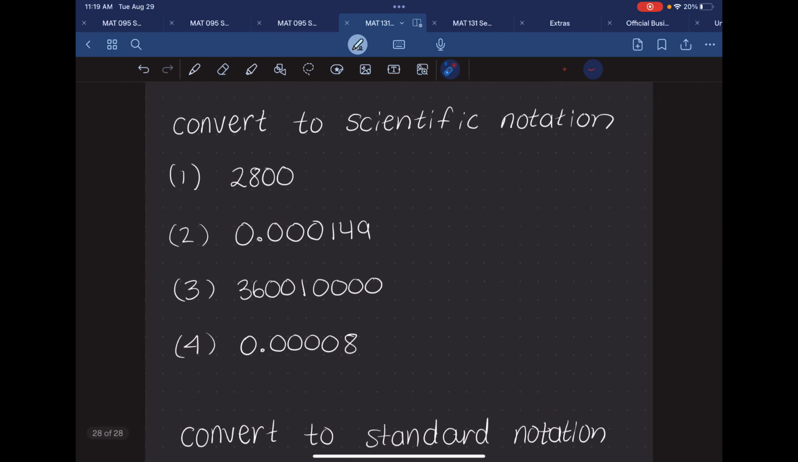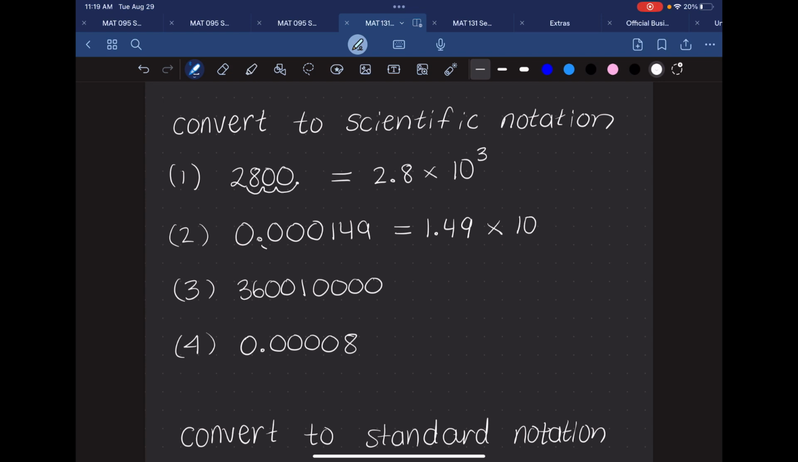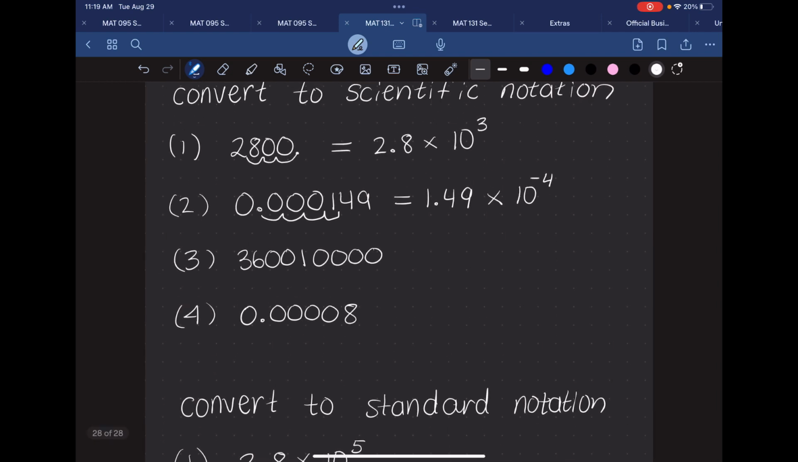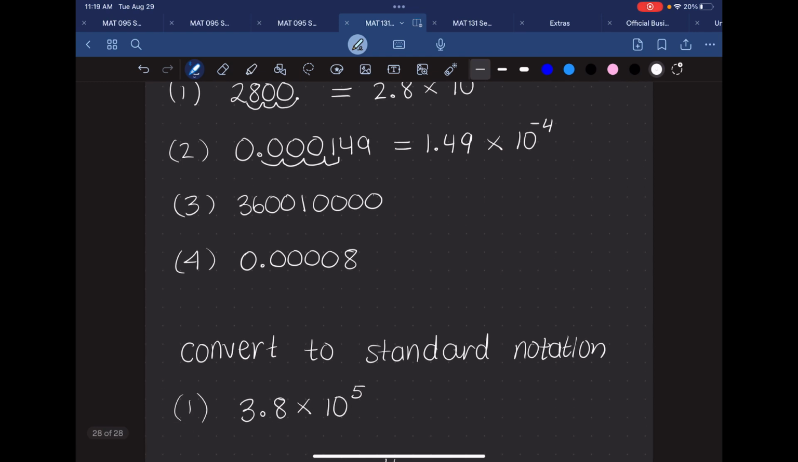Okay, so if we want to convert the first few to scientific notation, we're going to be doing what we were doing in the previous slides. So this one's going to be 2.8 times 10 to the, I'd have to move this decimal point over 1, 2, 3. So I am going to multiply by 10 to the 3. This one would be 1.49 times 10 to the, I move the decimal point over 1, 2, 3, 4. So it would be 10 to the negative 4. Notice I have negative 4 and my number is very small. When I had 10 to the 3, my number was very large.